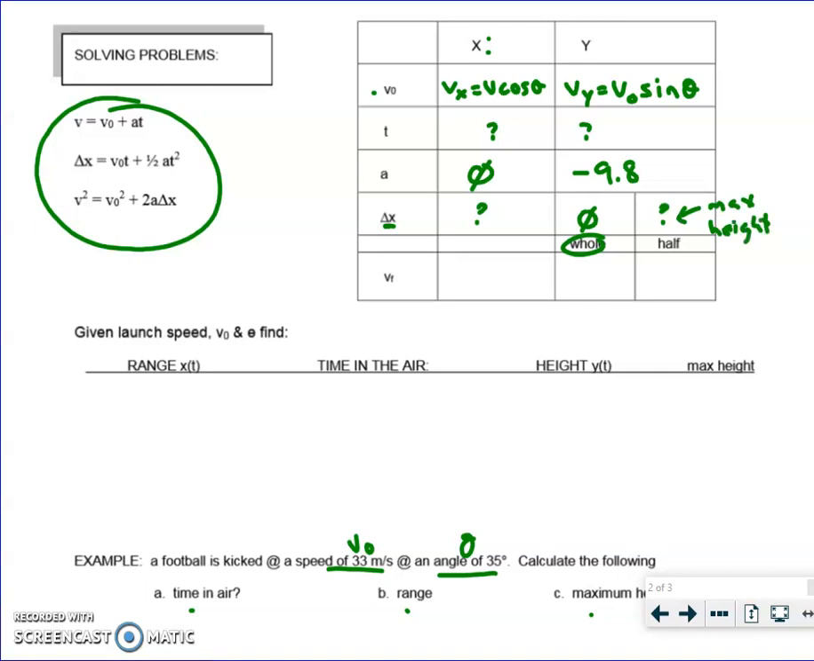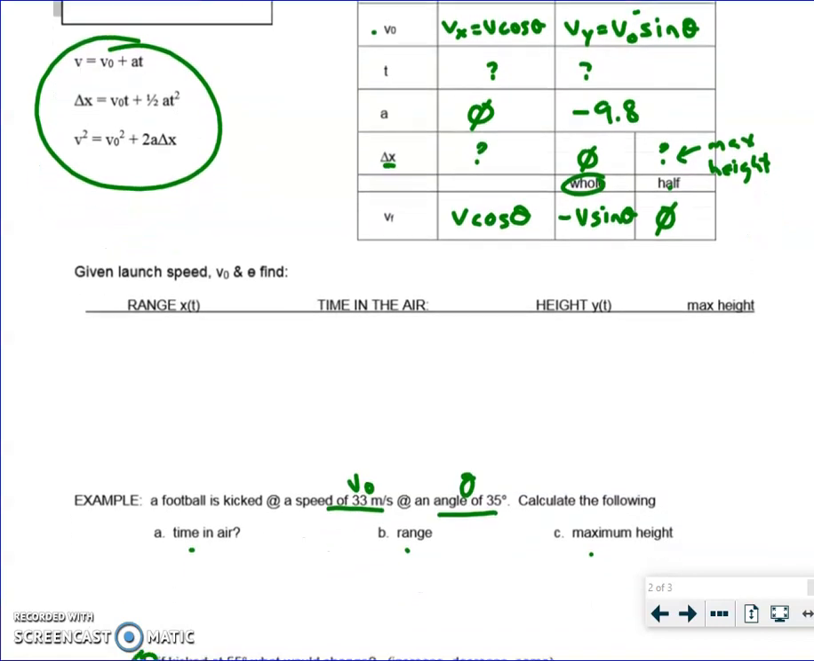Okay, what do we know about VF? In the x direction, VF is simply going to be V cos theta. It's the same as our initial. It doesn't change. Vy for half the flight at the peak is 0. We know that. And for the whole flight, it's going to be the same as negative V sine theta. It's the opposite direction as the one up here. So we have quite a bit of information, just like we do for horizontal.